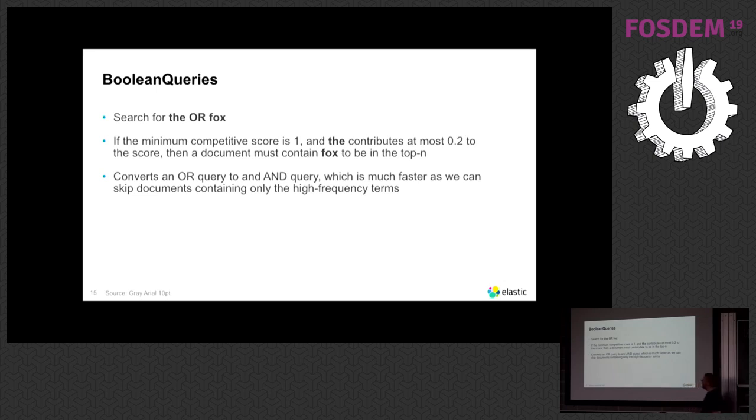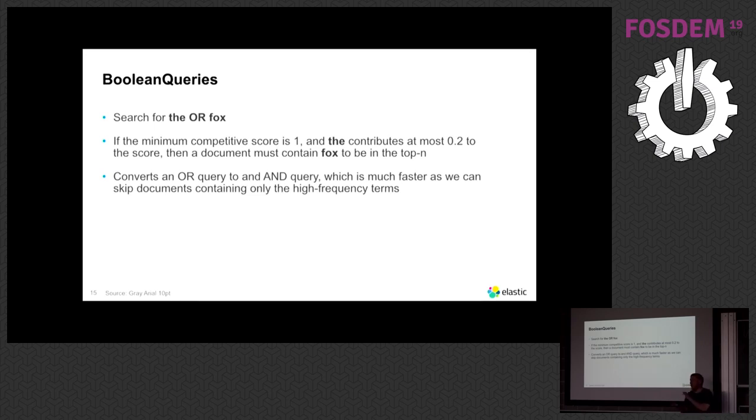So what we can say is, as we're going through, we get to a new block. We can say, all right, we've collected this number of documents. We have a minimum competitive score of 1, let's say. You can look at the next block and, for each of these subclauses, work out the maximum possible score. "The" is only ever going to give us a maximum score of 0.2. So if we have a document that only has "the" in it, we know it's not going to match.